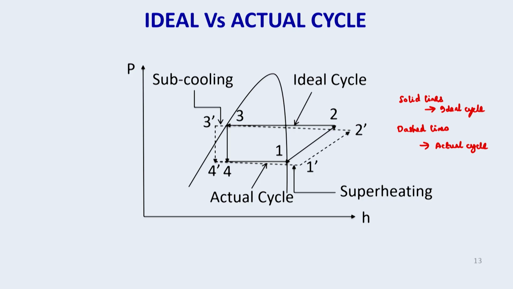So if you see the diagram, this is the ideal cycle 1 to 2, then 2 to 3. 2 to 3 is the isobaric heat rejection process, 3 to 4 is the throttling process, and 3 dash to 4 dash is with subcooling. 3 to 4 is without subcooling.